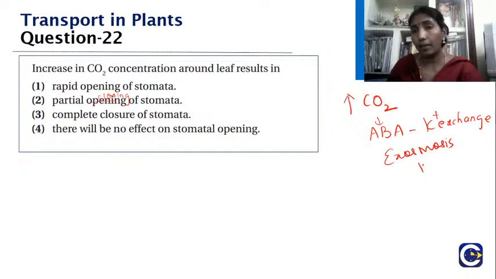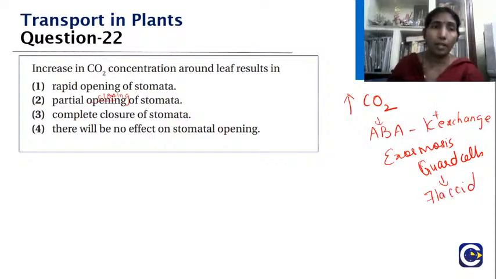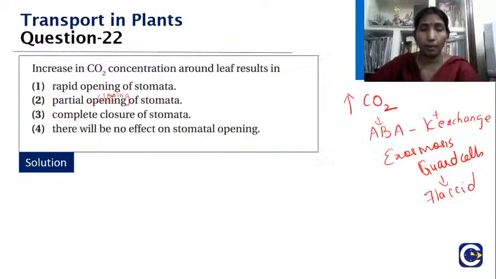Exosmosis will happen in the guard cells. So they will become more flaccid. So that will result in the partial closing of the stomata. Partial closing of the stomata. So that should be your answer, rather than the complete closure.